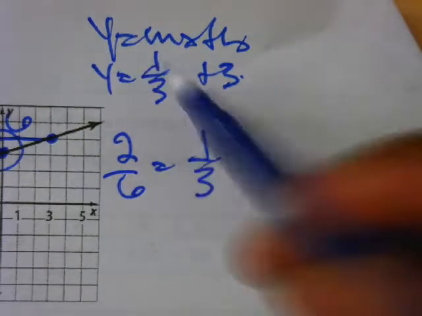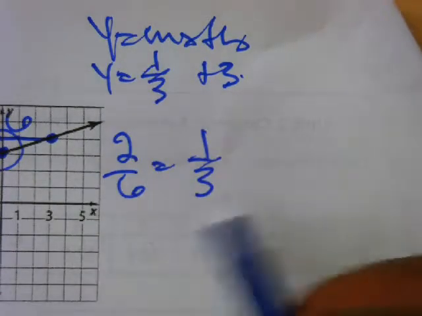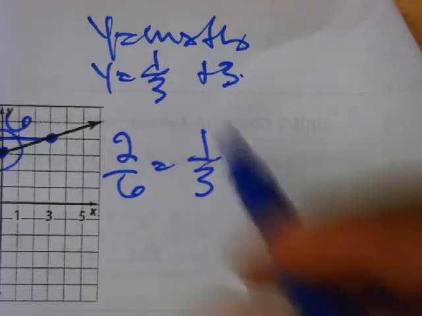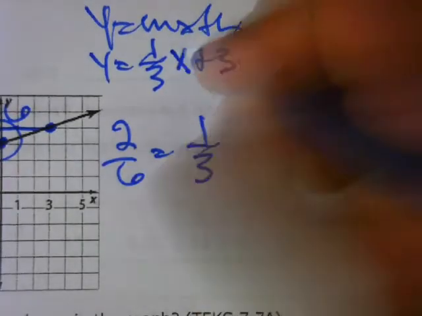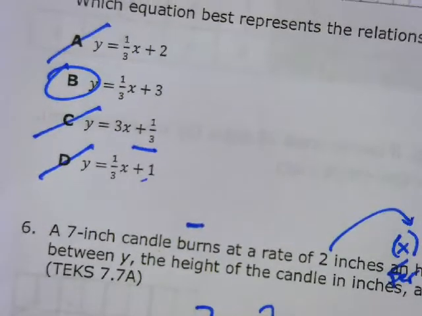I'm sorry. So again, my slope is 2 over 6. That simplifies to 1/3. My equation ends up being y equals 1/3 x plus 3. And again, that's the same answer, B.